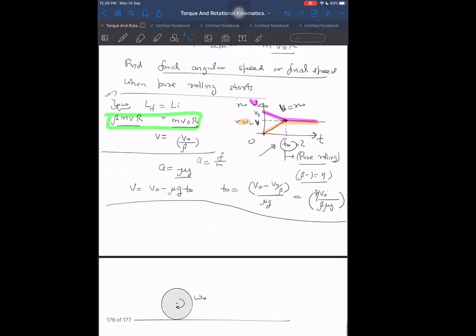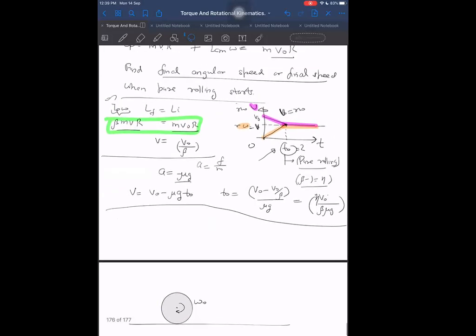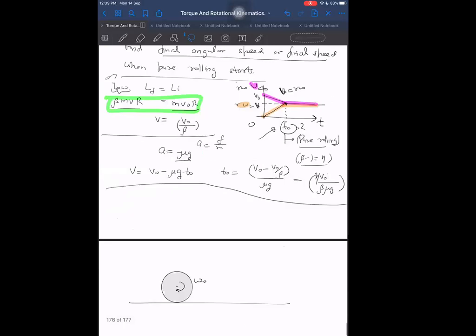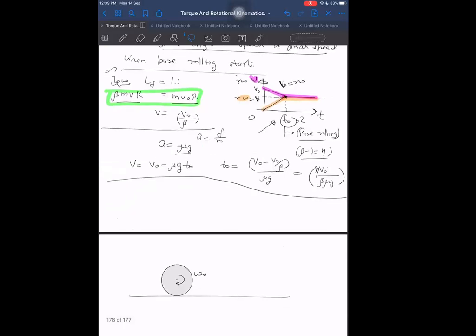Kinetic energy lost or work done by friction. What will be work done by friction? Work done by friction will be equal to change in kinetic energy, or we can say final kinetic energy minus initial kinetic energy. As there is no change in potential energy, normally work done by non-conservative force is equal to change in mechanical energy. But here potential energy remains same, so we can write just Kf minus Ki. Right or not? Yes, sir.